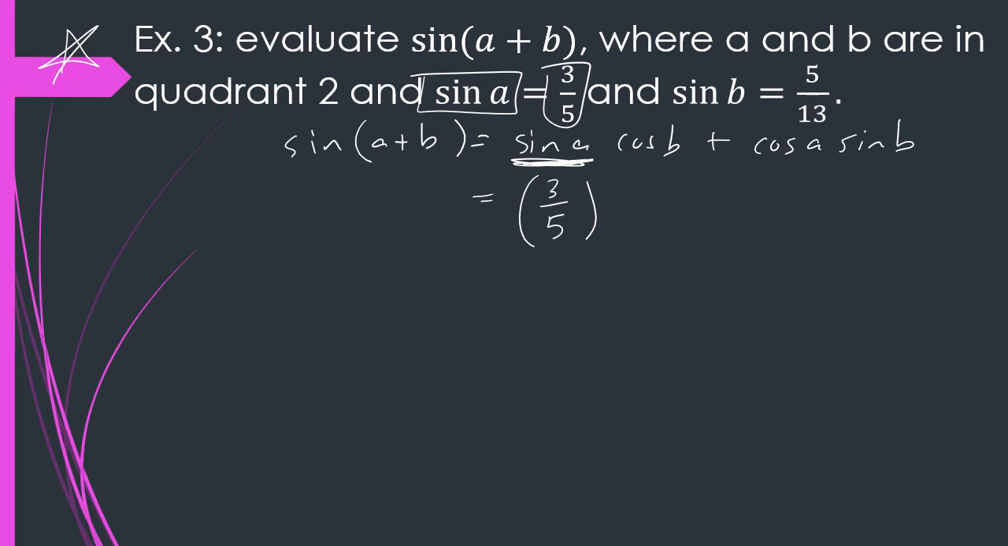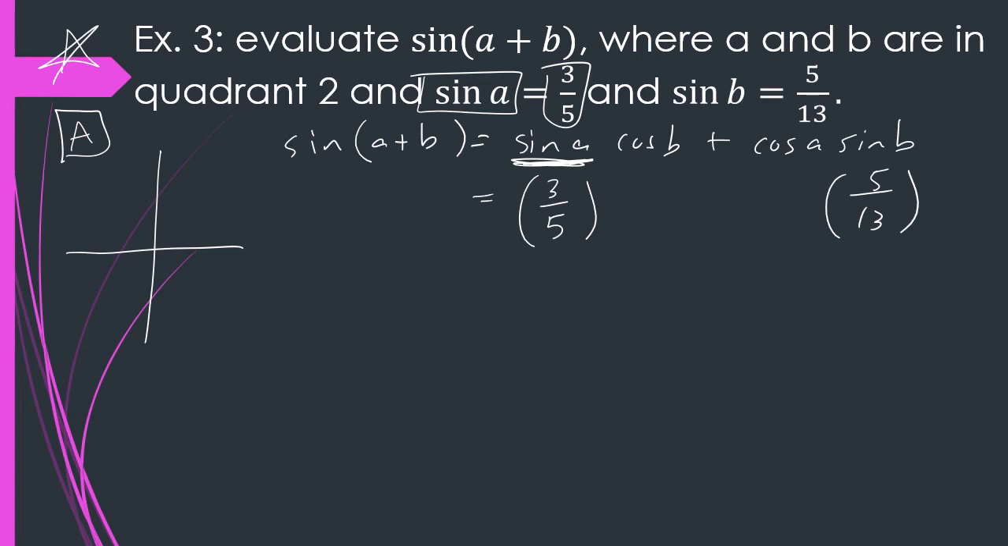Cos b, I don't know. Sine b, or cos a, I don't know. Sine b, I do know. 5 over 13. So step number 1. We have to come up with cos b and cos a. Doesn't matter what order you do these in. Since a comes first in the alphabet, I guess I'll do that one. So this is for triangle A.